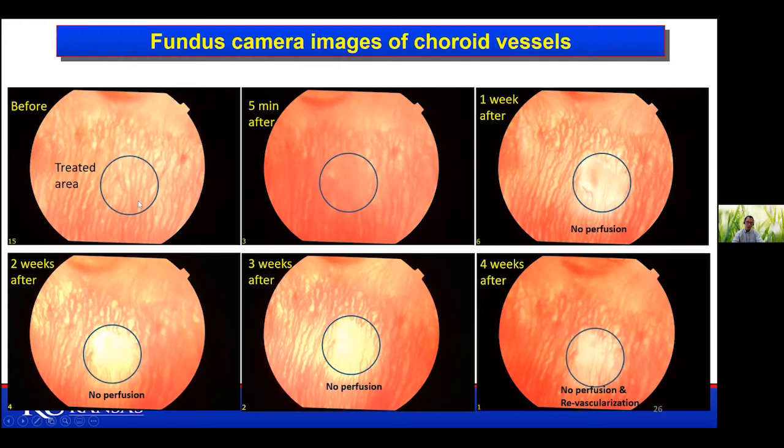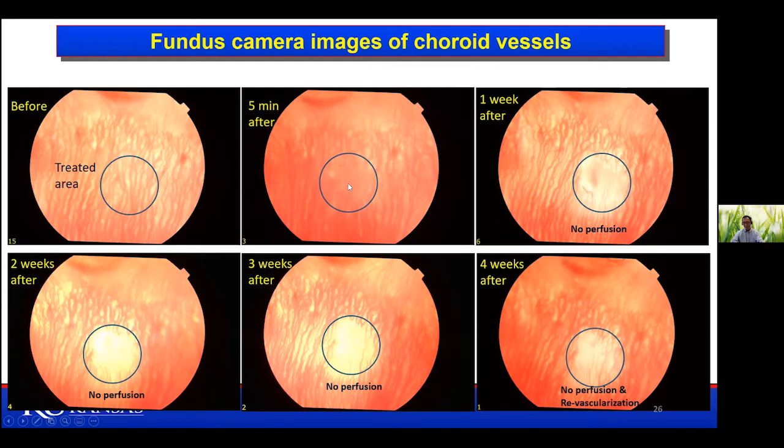And so these are choroidal vessels, the choroidal layer, because we are trying to mainly target macular degeneration, which is an abnormal microvessel in the choroidal layer. So this is the choroidal layer, and we did a treatment. After treatment, you start seeing this area, which is a little bit fuzzy.